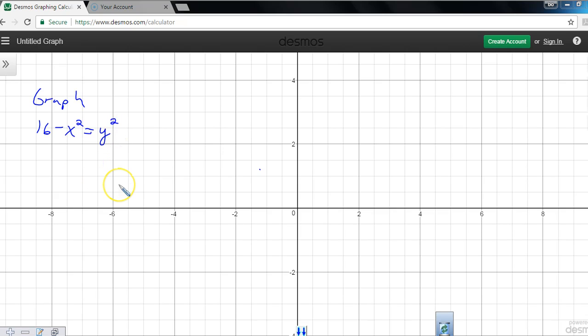Well, at first you're looking at this and thinking, this doesn't quite fit the pattern. This does not appear to be the equation of a circle. But look what happens if we add x squared to either side: we end up with 16 equals x squared plus y squared. And now we do have the equation of a circle. We can see that 16 is r squared, so r would actually be 4.